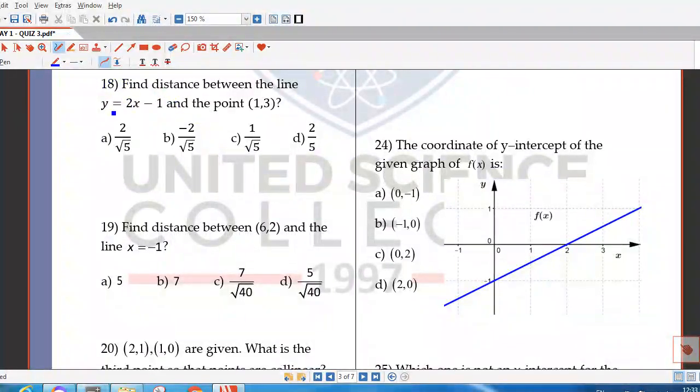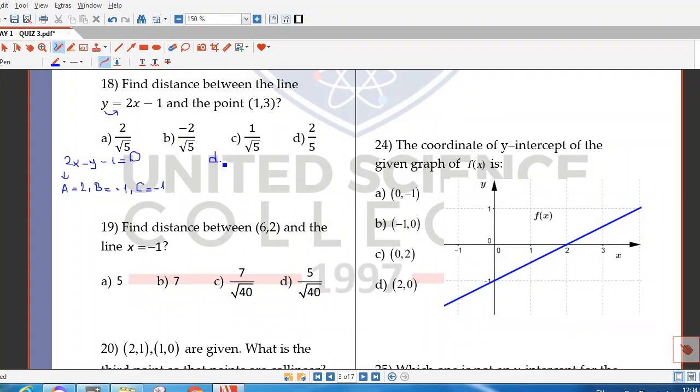In question 18, we have x, y, and a number, so we should apply the rule. If I take y to the other side, 2x minus y minus 1 is equal to 0. I should write my equation in general form. The coefficient of x is a, which is 2. The coefficient of y is b, which is negative 1. The constant is c, which is negative 1.